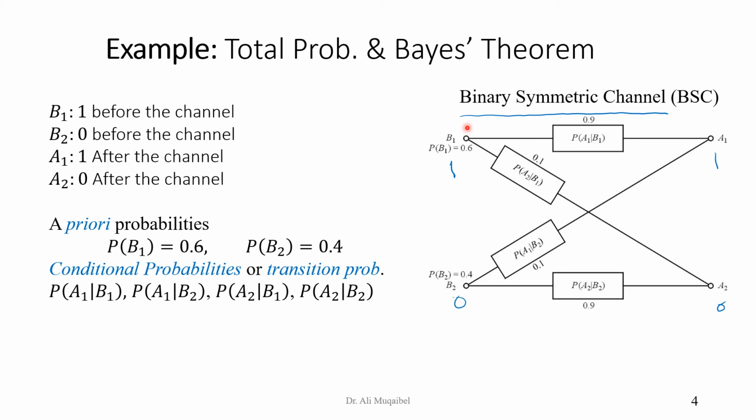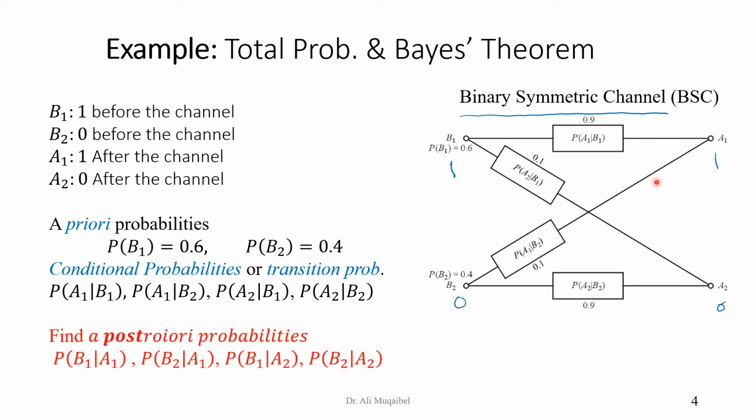The probability that you start with B1, given B1, and you end at A1 is 0.9, and the probability that you start at B2, given B2, and then you get to A1, is going to be 0.1, and so on and so forth. So we have 4 transition probabilities, or what we call 4 conditional probabilities, from left to right. So what's required in the question?